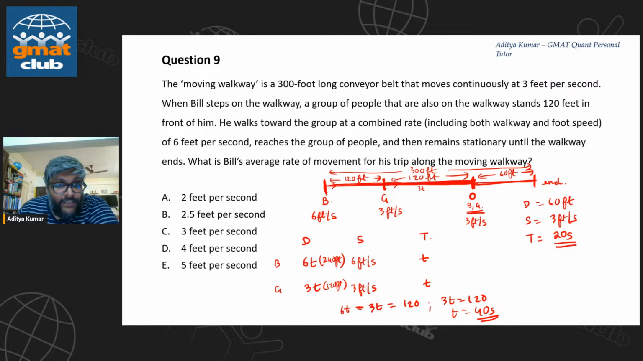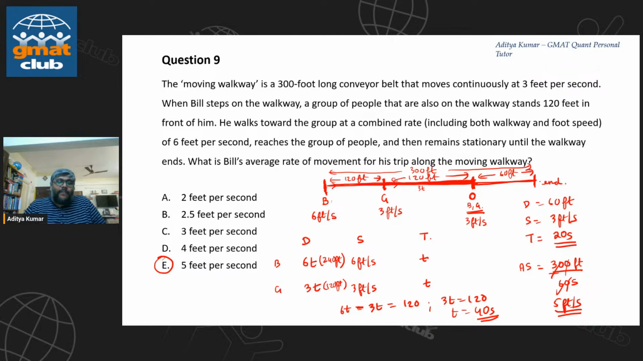I need Bill's average rate of movement for a trip along the moving walkway. So his average speed will be the total distance that Bill has covered, that is the entire 300 feet, divided by the total time that Bill has taken. So Bill has taken 40 seconds to reach O and then 20 seconds to go to the end. So 60 seconds. That will be 5 feet per second. That will be my answer. That's the conventional way of setting things up using the table.